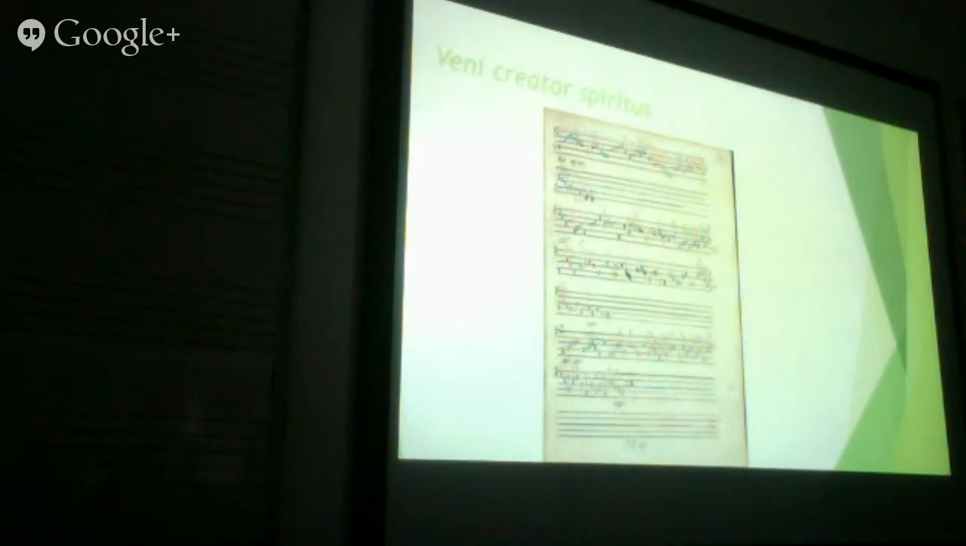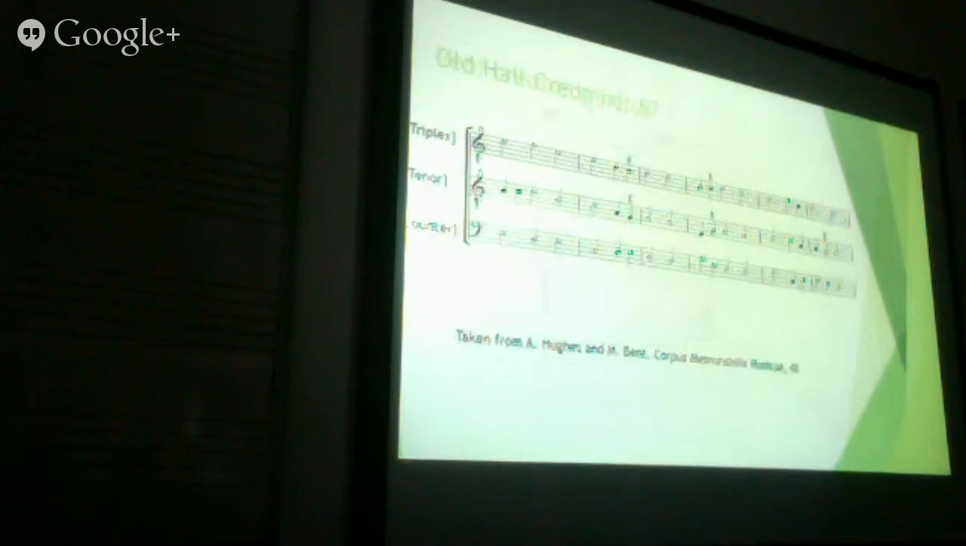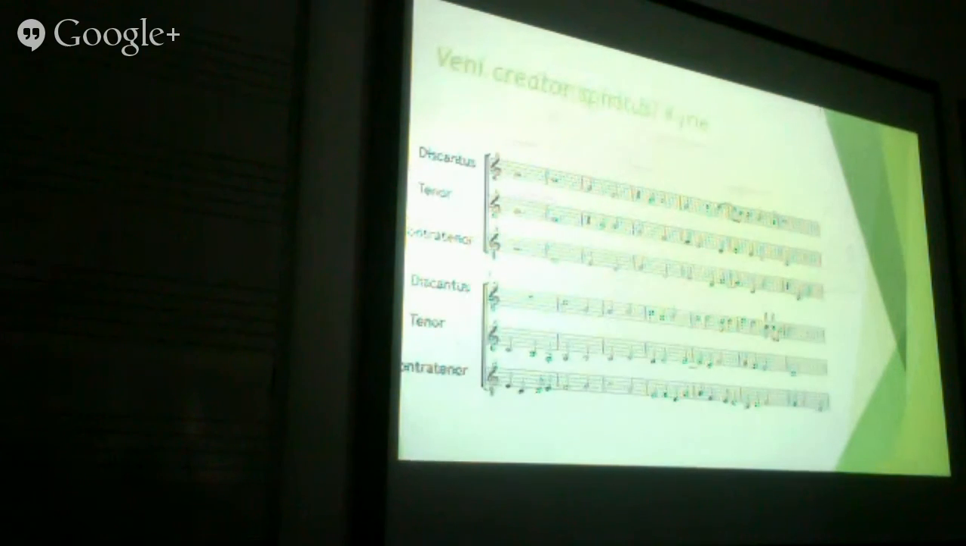A direct comparison is most instructive. So here is Old Hall number 57. The most obvious difference between the Old Hall tradition and that of Veni Creator Spiritus is the additional octave displacement in the lower voice. So whilst the Old Hall tradition begins on a unison and cadences on an octave, Veni Creator always begins and cadences on the octave.